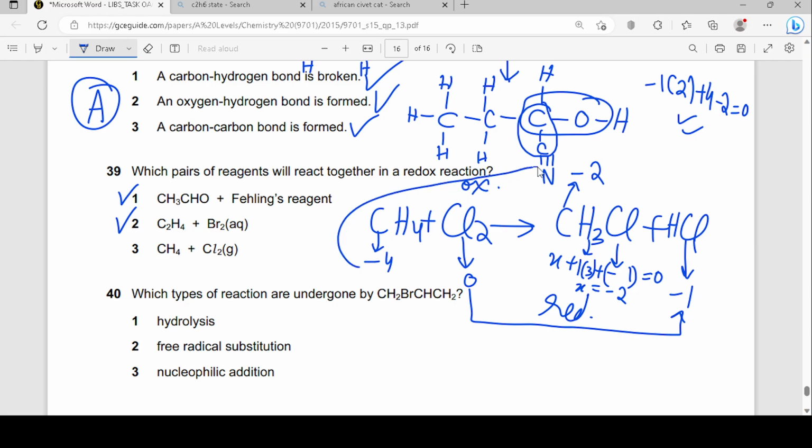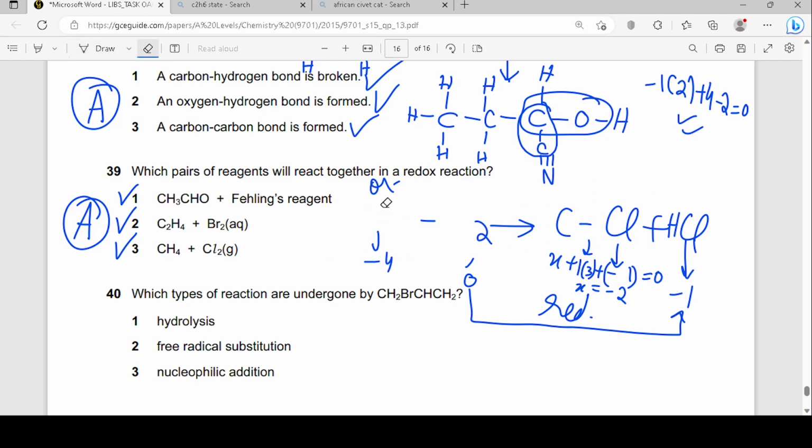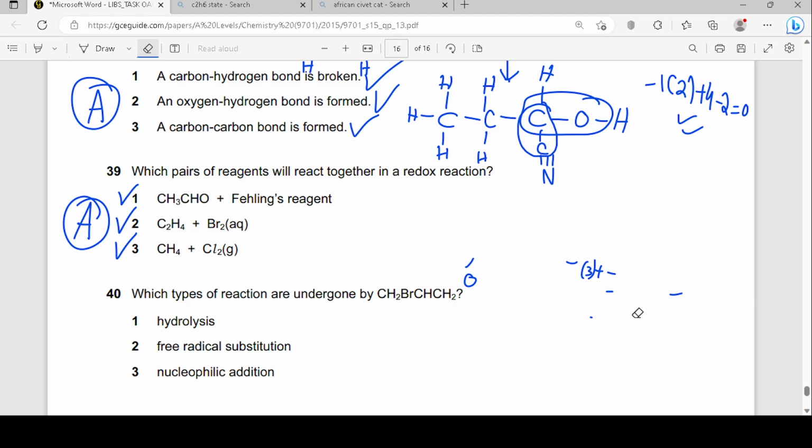So -4 to -2 is an increase in oxidation state, which means it's oxidation. If oxidation is taking place and reduction is taking place, then it's a redox reaction. So again, I got all three of them as redox reactions, so A seems to be the correct answer. Again, by the way, if I make mistakes, please correct me in the comments so that people can know what the right answer is.